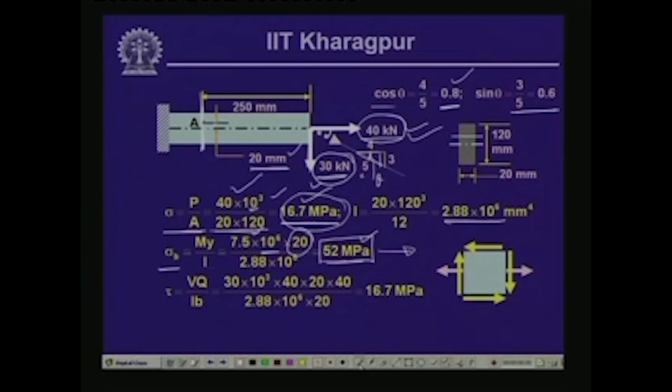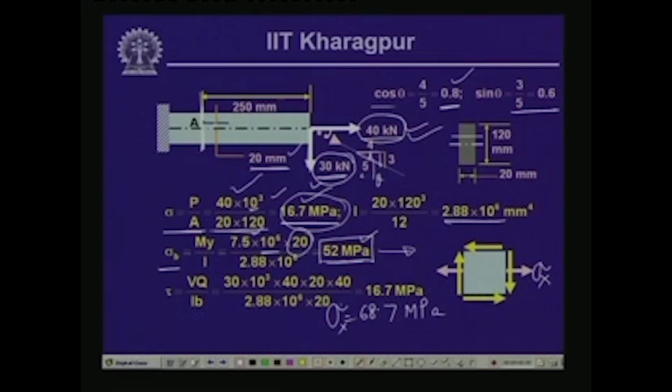the bending and the axial load is equal to 68.7 megapascal. So, this is the value of the normal stress sigma. Let us call this sigma x, that is in the x direction. Now, in the y direction we do not have any normal stress, so that is 0.